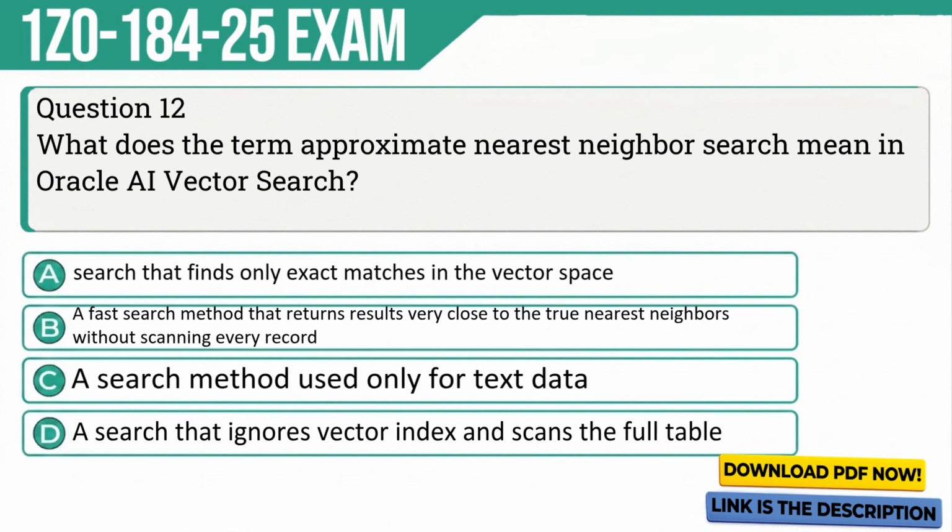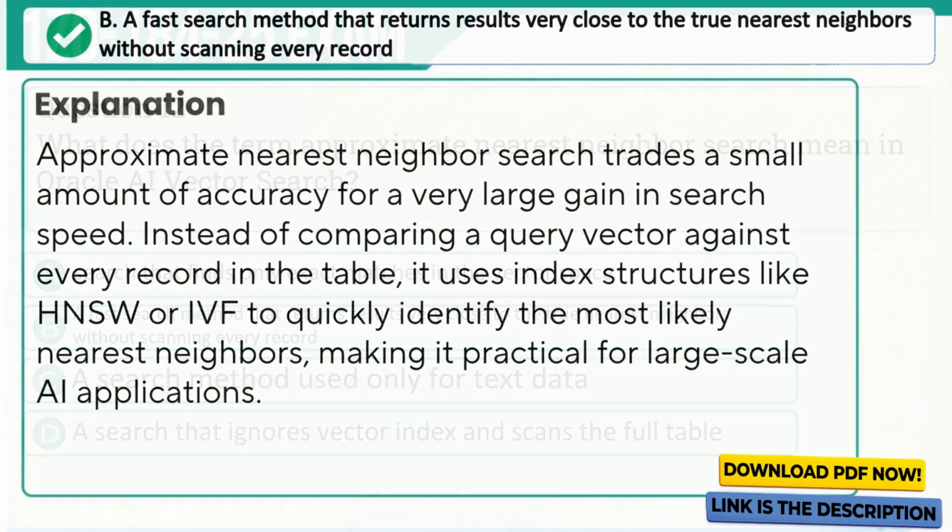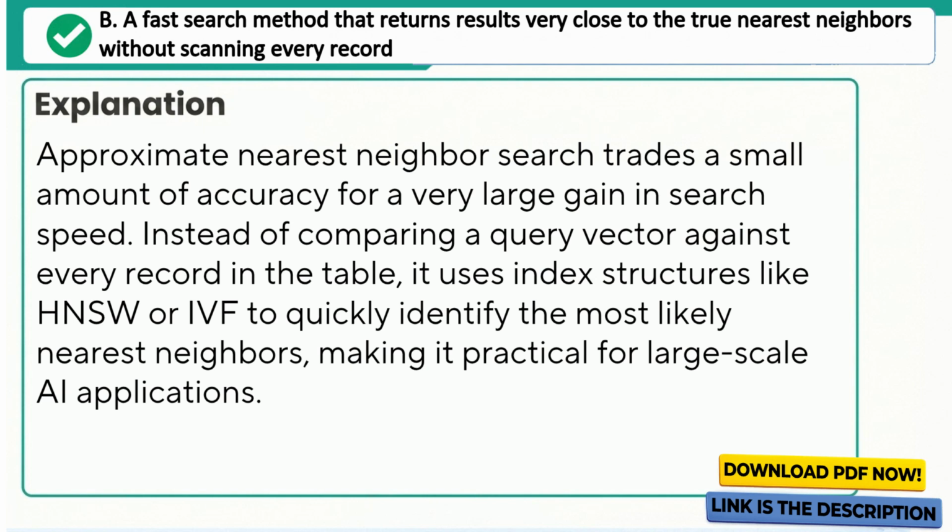Question 12. What does the term approximate nearest neighbor search mean in Oracle AI vector search? A. A search that finds only exact matches in the vector space. B. A fast search method that returns results very close to the true nearest neighbors without scanning every record. C. A search method used only for text data. D. A search that ignores vector index and scans the full table. Correct answer: B.